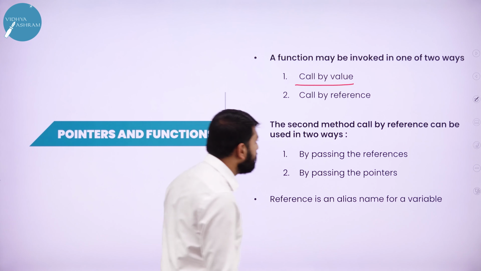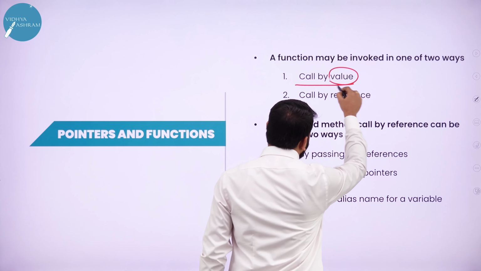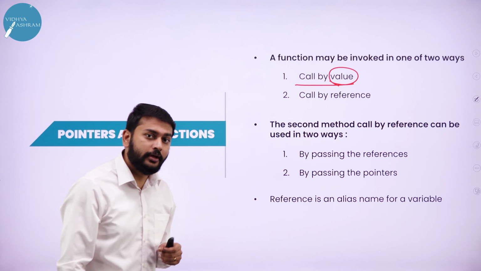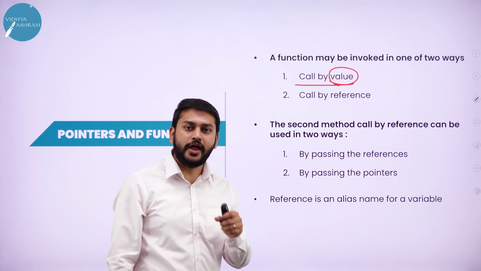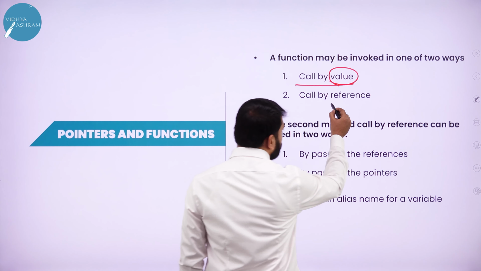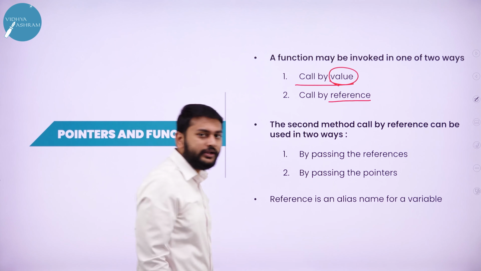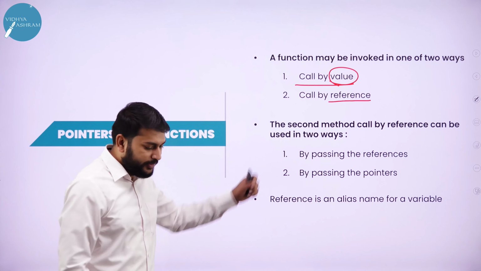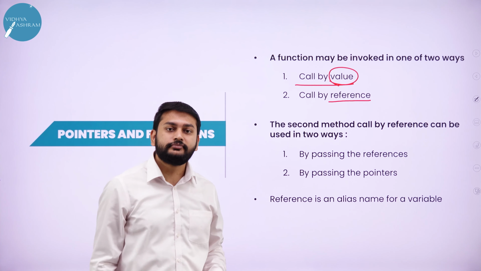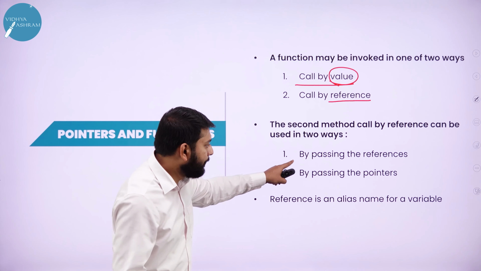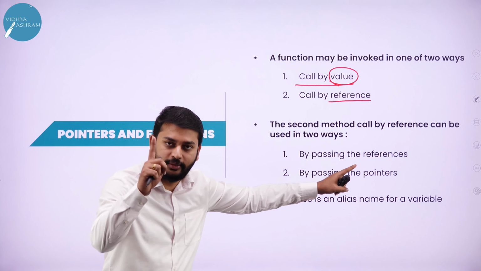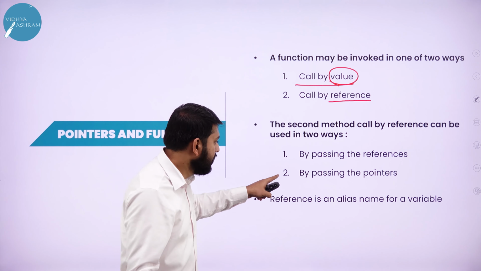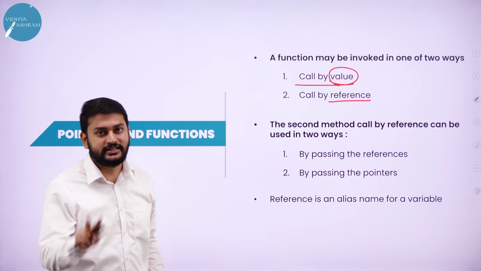I'm not discussing call by value in much detail because you have already studied it in first PUC. But in this chapter, I will discuss the reference in detail. What is call by reference? Guys, please observe. Point number one: by passing the reference. You are calling the function by passing the reference, by passing the parameters. That is the second thing.